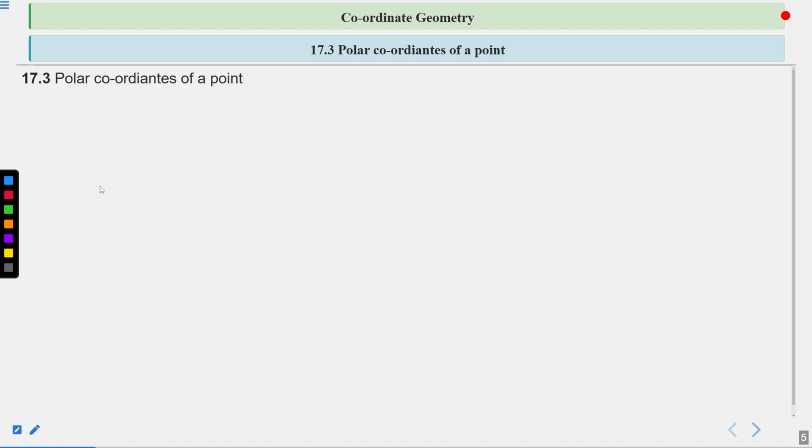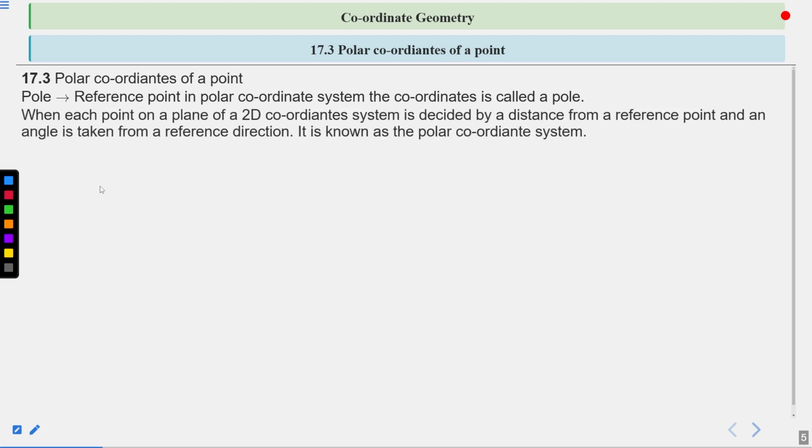Polar coordinates of a point. Pole is the reference point in a polar coordinate system. When each point on a plane of a 2D coordinate system is decided by a distance from a reference point and an angle taken from the reference direction, it is known as the polar coordinate system. This is the representation of the polar coordinate system. P(x, y) is represented by x equals r cos theta and y equals r sin theta.